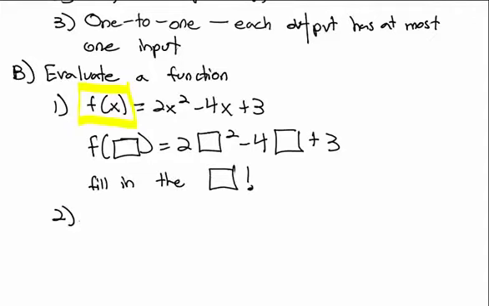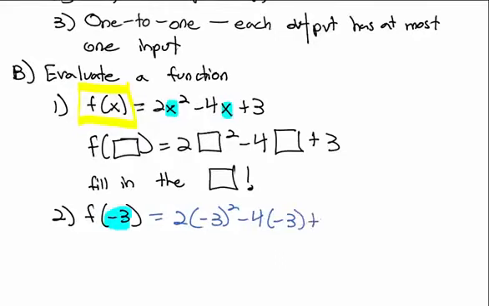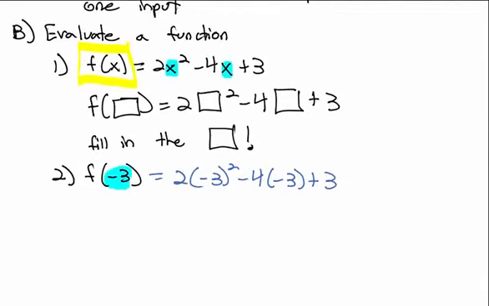So as an example, using this f of x function, let's find f of -3. This means we're going to take -3 and replace the x's with -3. So we have 2 times -3 squared minus 4 times -3 plus 3. Order of operations tells us to evaluate the exponents first. -3 squared is 9, minus 4 times -3 plus 3.